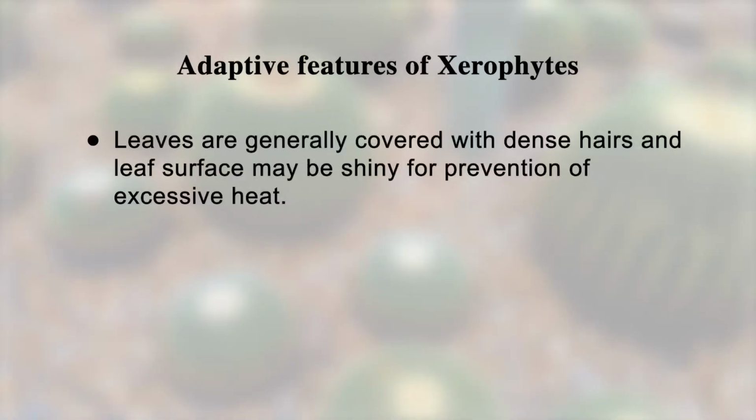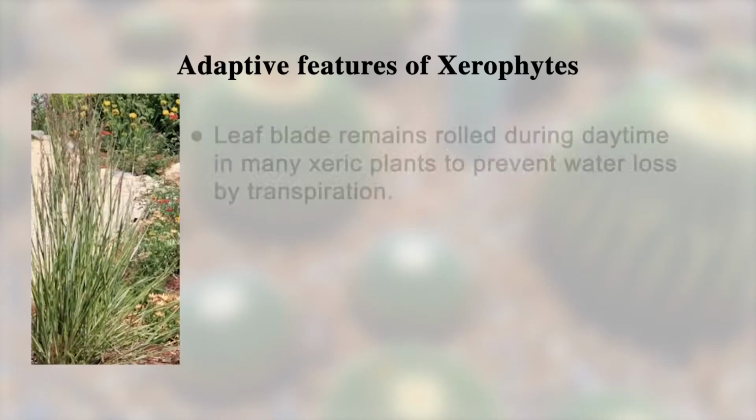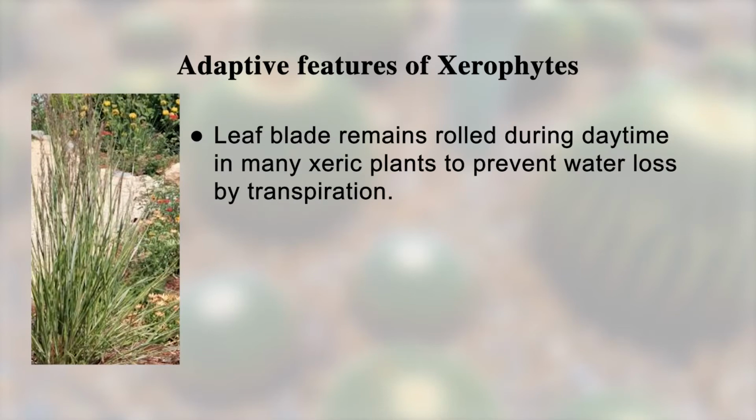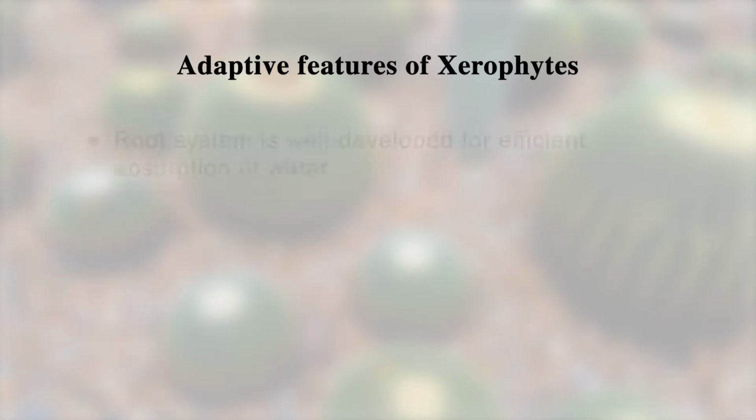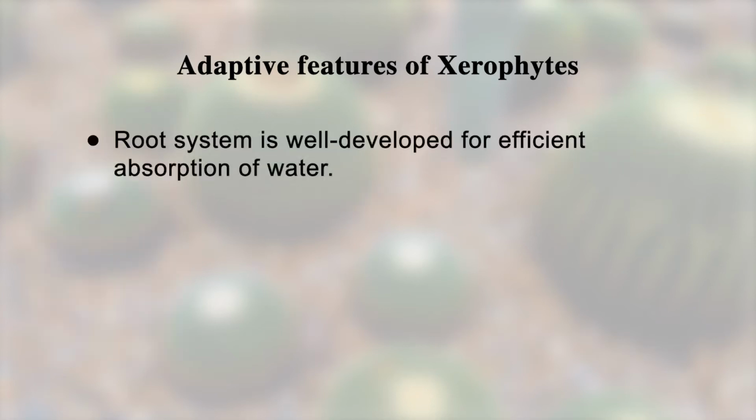Leaves are generally covered with dense hairs and leaf surface may be shiny for prevention of excessive heat. Leaf blade remains rolled during daytime in many xeric plants to prevent water loss by transpiration. Root system is well developed for efficient absorption of water.